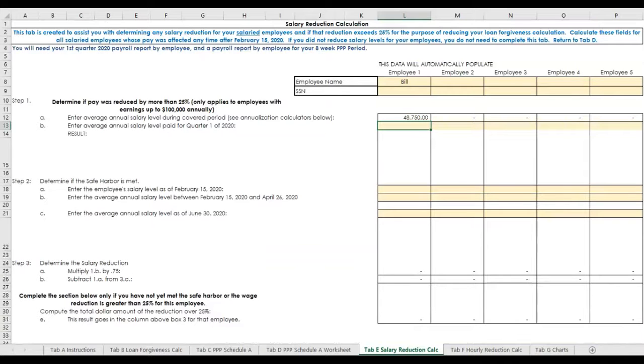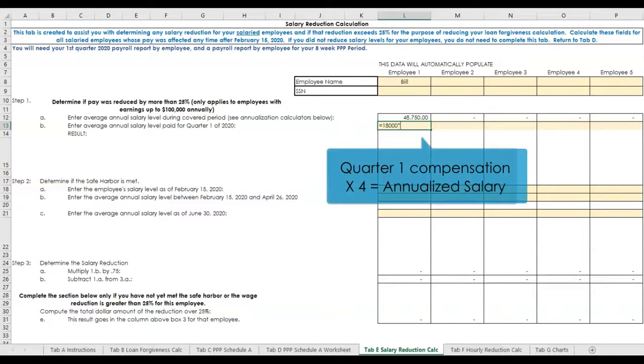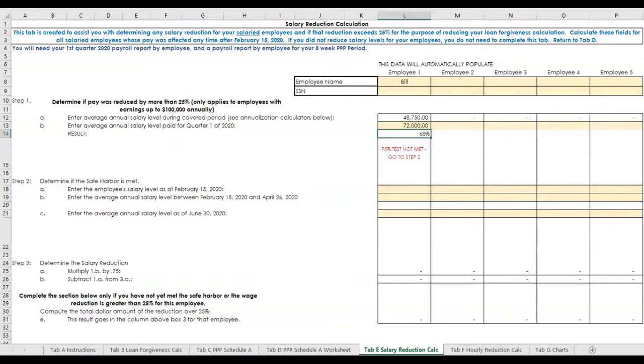During the first quarter 2020, he grossed $18,000. Bill wasn't paid at least 75% of what he earned earlier in the year, so we have to go to step 2. His salary as of February 15th was $72,000, and on average between February 15th and April 26th was $62,700. For step 2C, we need to record whether Bill's salary is increased back up to $72,000 annually or not. His salary is increased back to that level, so we meet the safe harbor and Bill's reduced salary during the covered period does not affect ABC's loan forgiveness.